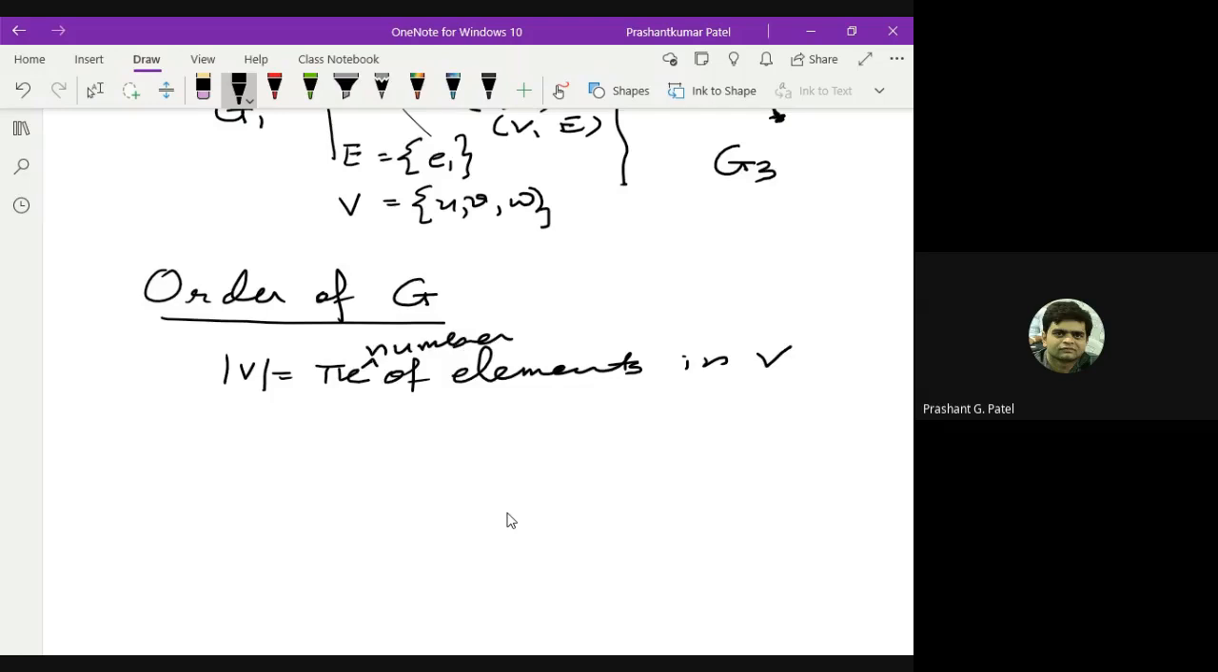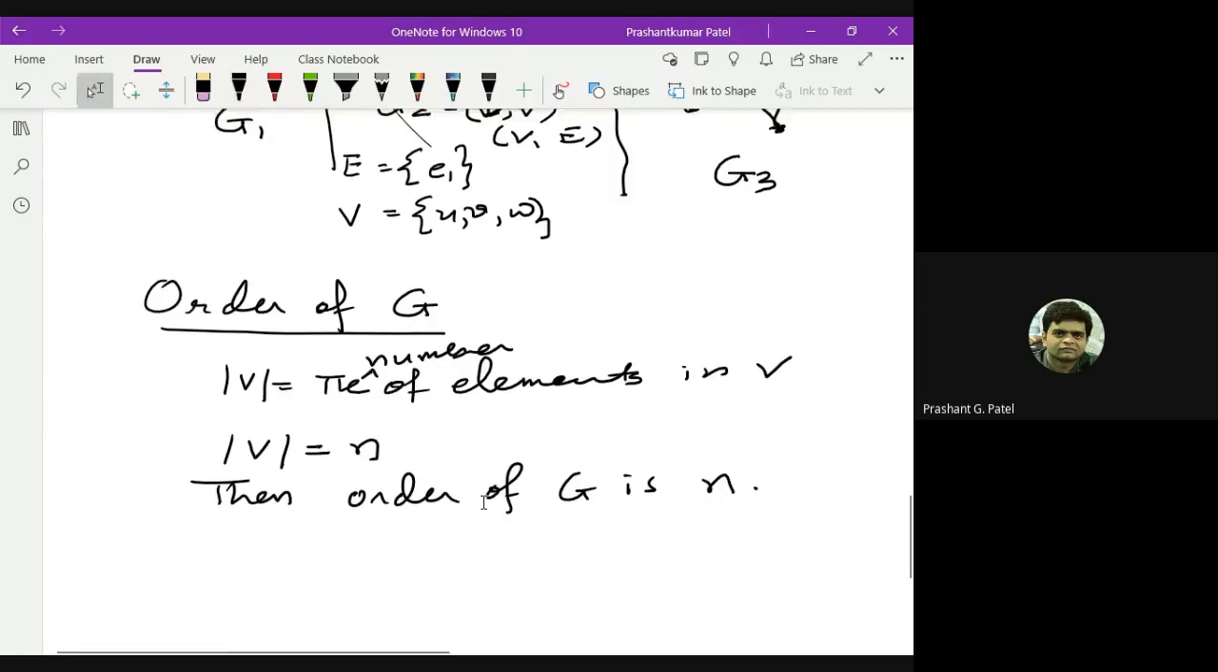Okay, the number of elements in V. If the number of elements in V is n, then the order of G is n. So how is the order defined? The number of vertices in graph G.